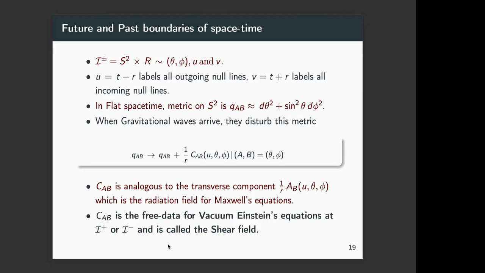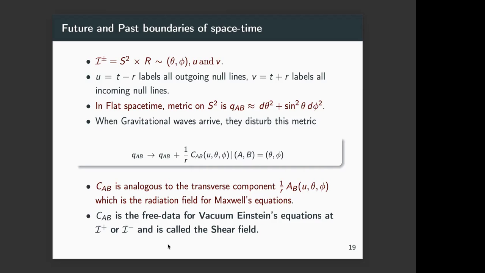And just to complete this brief discussion, both of these null infinities, past and future, are cylinders, so they are parameterized by angles on the sphere, and either a retarded coordinate u for the future null infinity or an advanced coordinate v for the past null infinity. This is something you can easily understand by just looking at Minkowski spacetime and seeing how the retarded coordinate labels outgoing null lines and the advanced coordinate labels the incoming null geodesics.